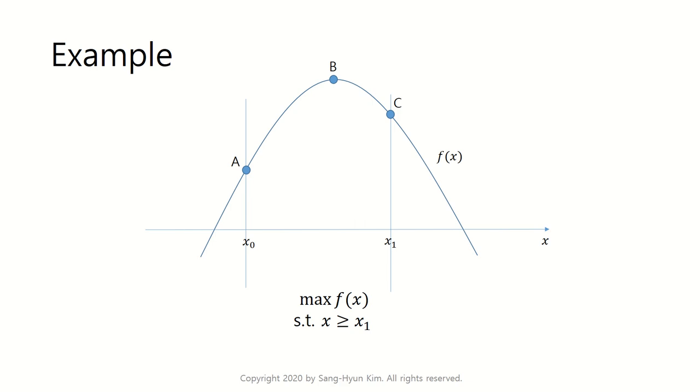So what is the maximum? C. C is the maximum. So we want to go to point B as much as possible, but the constraint is not allowing going further to B. So C is the point where this objective is maximized given the constraint.